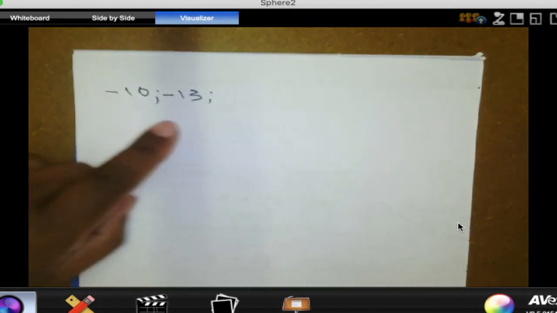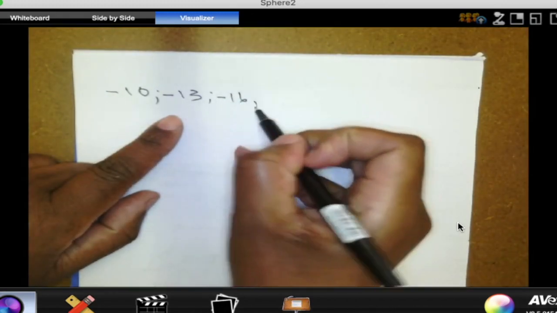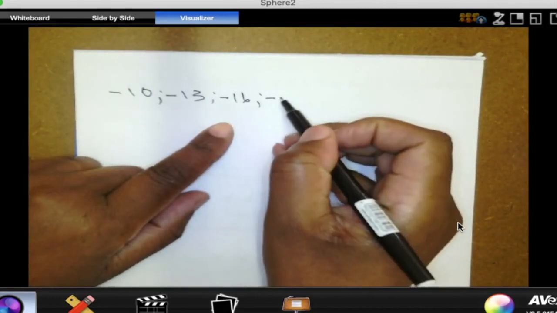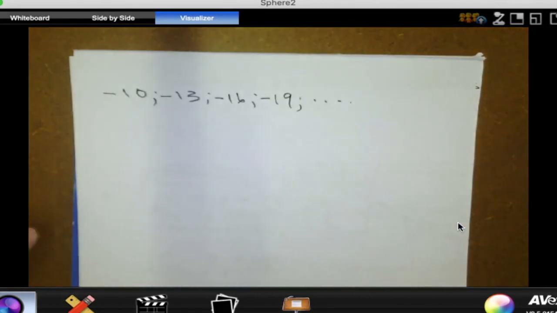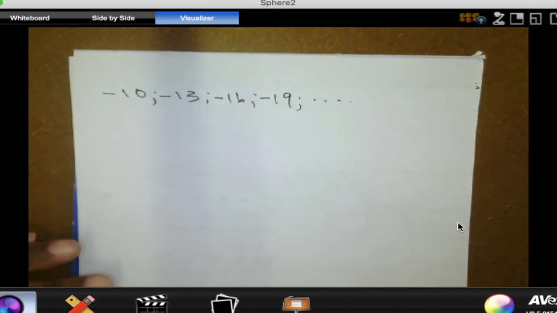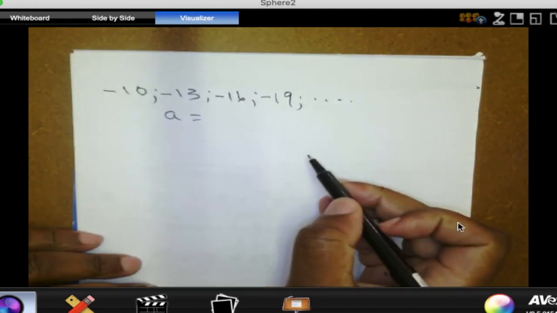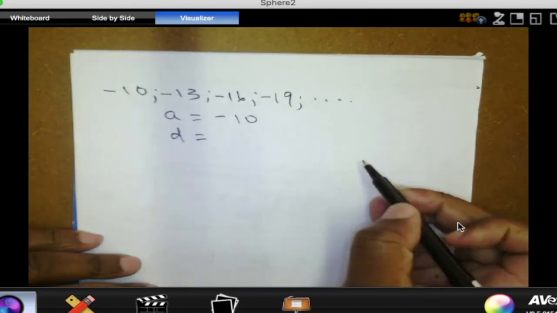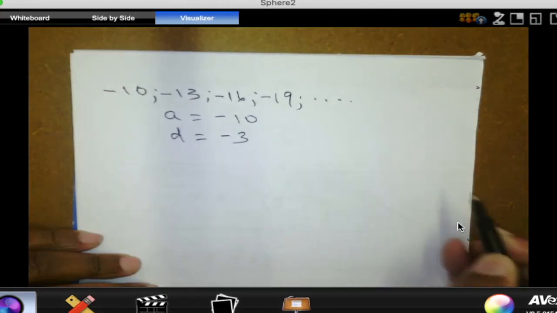Let's add another negative 3. What do we get? Negative 16. Add another negative 3. What do we get? Negative 19. Right, so it's a number pattern. If I give you the first 3 terms, that should be enough to tell you what the number pattern is. So what is A in this case? Negative 10. And what is D in this case? It's negative 3.